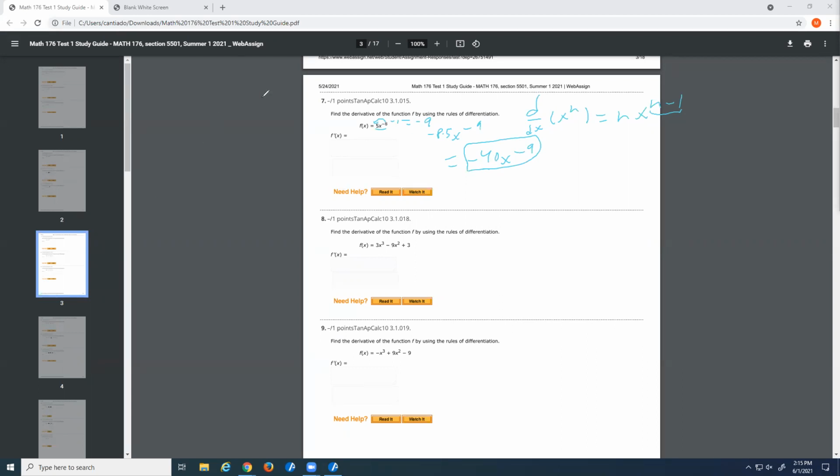All right, so I think I should be good to leave that up there for a little bit, and we can move on to number 8. So number 8, let's see, what do I want to do for number 8? We'll do pink, why not? So we want to find the derivative again, and we're given f of x.